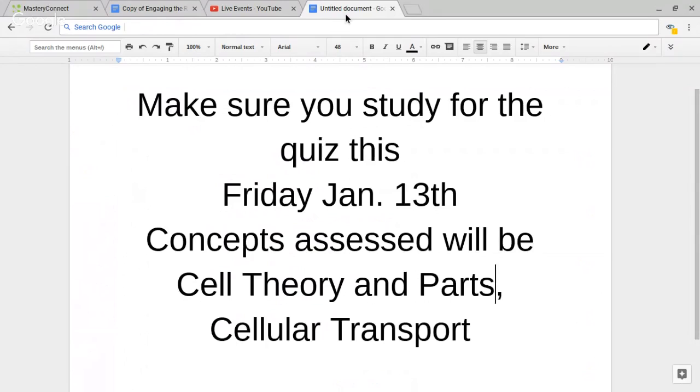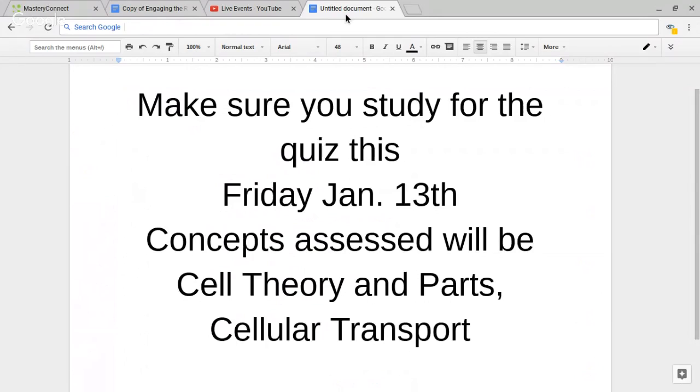Remember, cells are the smallest unit that can carry on functions of life. Prokaryotics and eukaryotics are the two types of cells that we talked about. And remember, prokaryotes are simpler cells. And the big difference between a prokaryote and a eukaryote is the prokaryote does not have a nucleus.